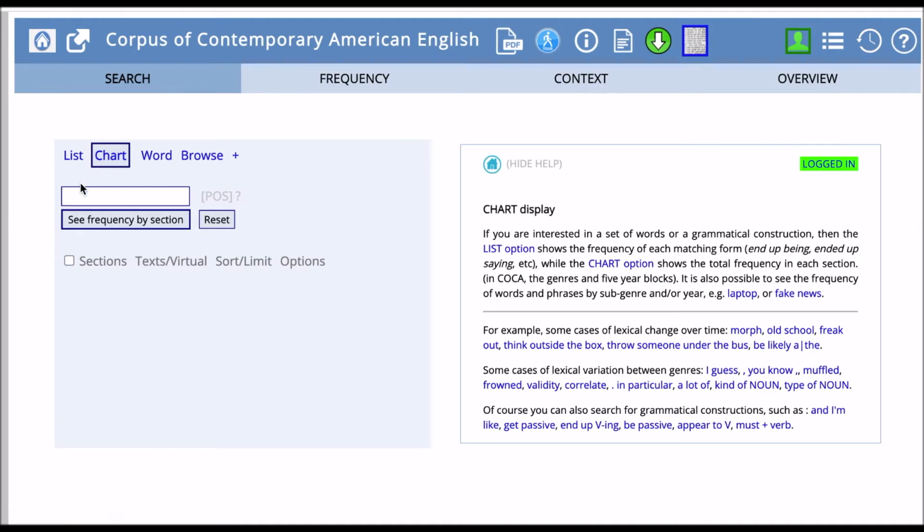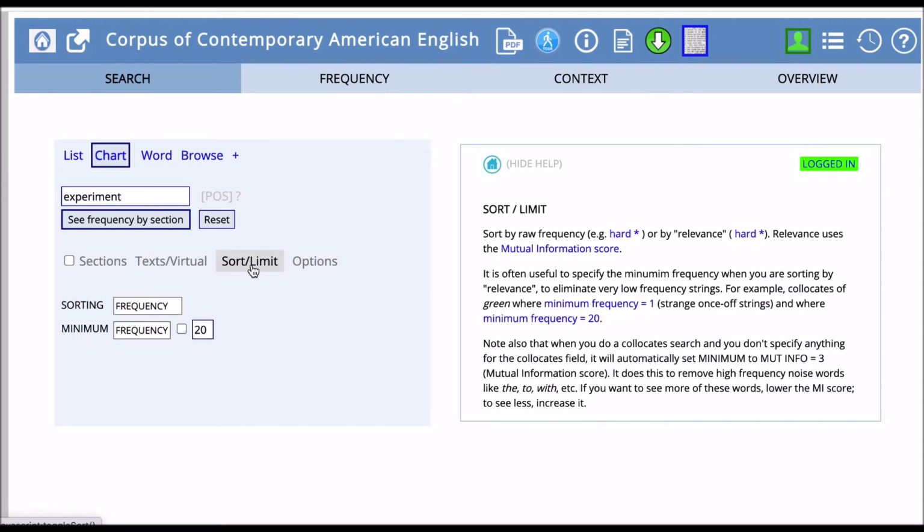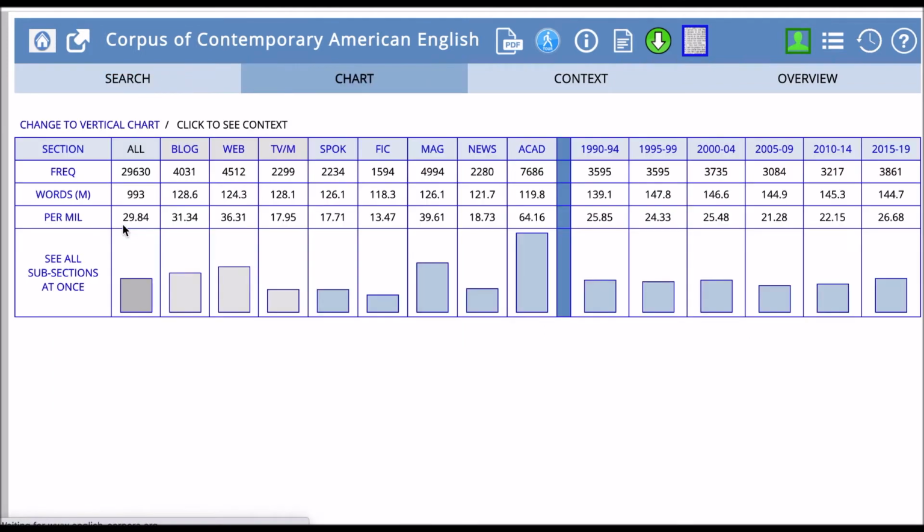Let's try with the word experiment. Again, we have our sort limit option here. We want to use mutual information, and again 3 works well. Okay, we'll click frequency by section and see what we get with the word experiment.